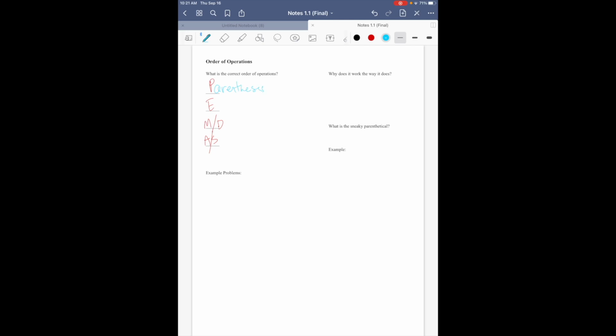E stands for exponents. Multiplication, division. And this is all on one step. So you can do the multiplication and division on one step. I think sometimes with PEMDAS, students think that you have to do multiplication before you do division, but you can actually do them on the same step. Same with addition, subtraction. That can be one step.